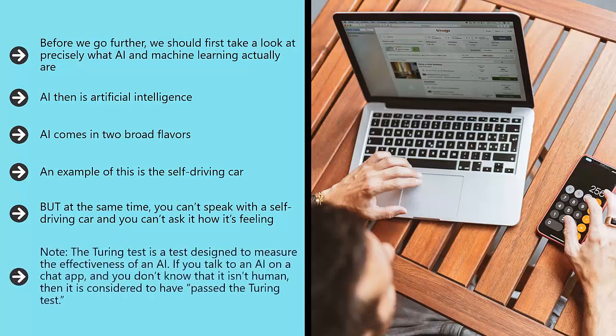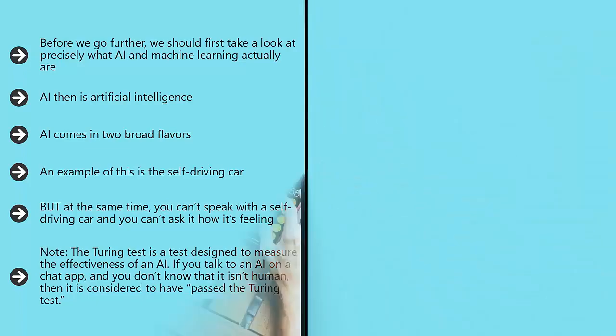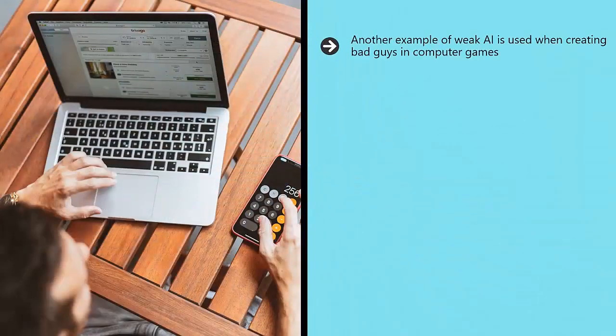Note, the Turing test is a test designed to measure the effectiveness of an AI. If you talk to an AI on a chat app and you don't know that it isn't human, then it is considered to have passed the Turing test. Another example of weak AI is used when creating bad guys in computer games. These use programming in order to behave in a human-like manner and to provide a challenge for the player.